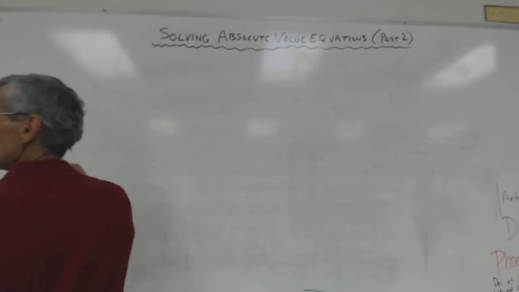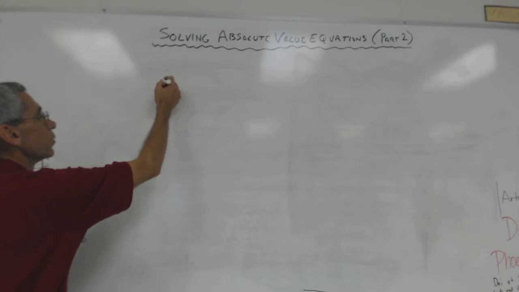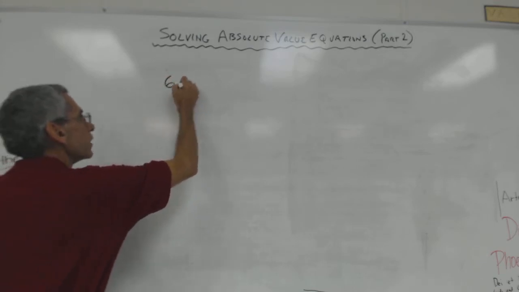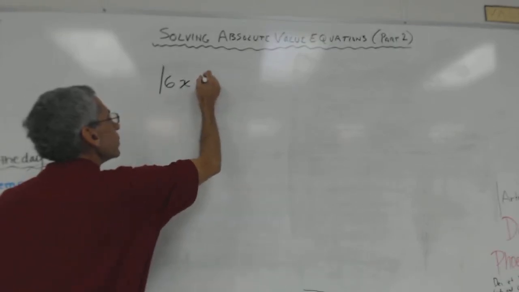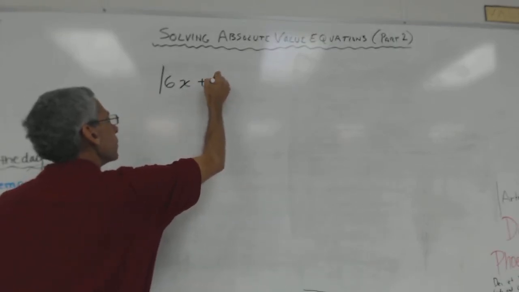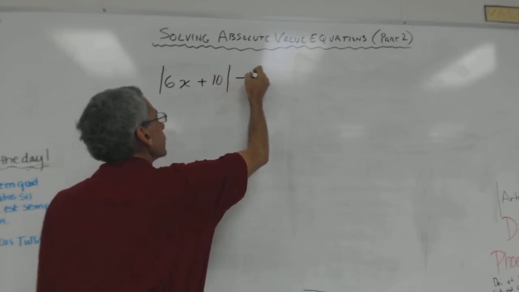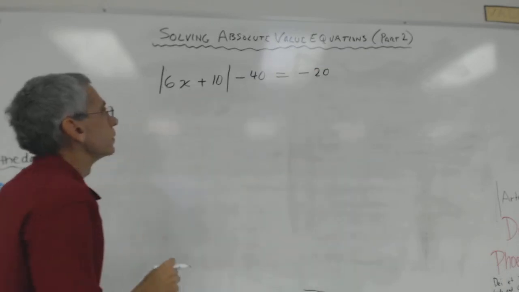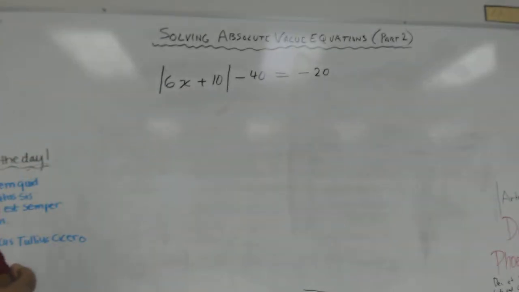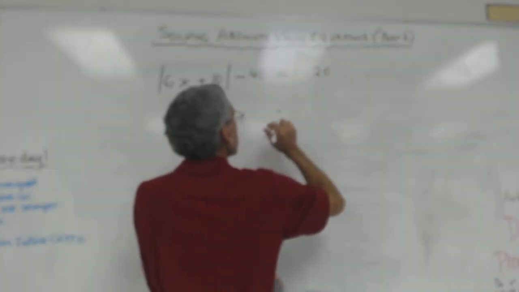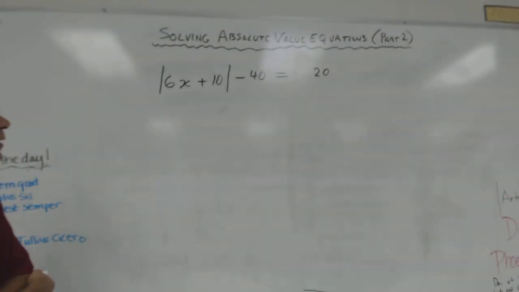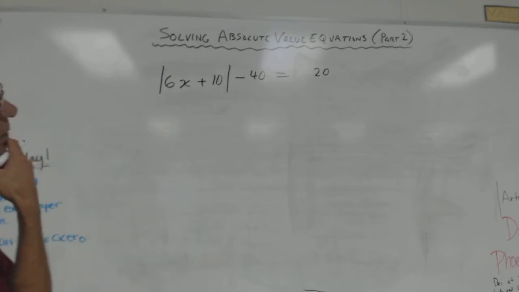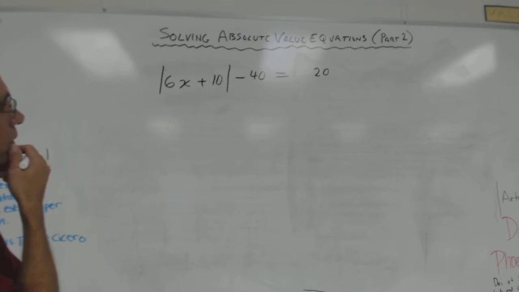So let's say I give you, let's see, okay, so we'll do another one like that. So let's say we do the absolute value of 6x plus, I don't know, 10, minus 40 is equal to negative 20. Huh. Wait a minute, let's not do negative 20. Let's keep it at positive 20, sorry. Oh wait, hang on a second. Wouldn't you know I do this on a video?